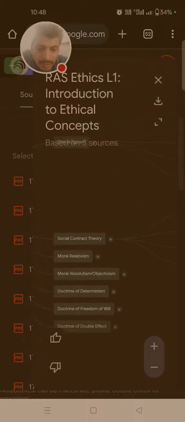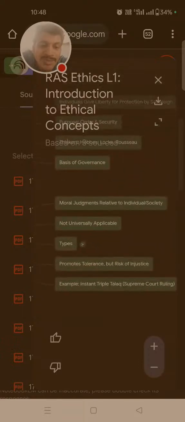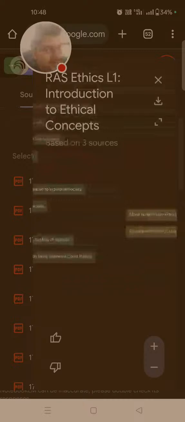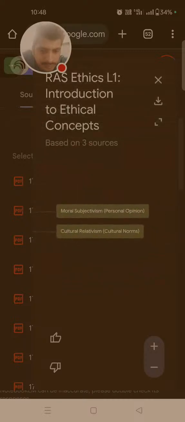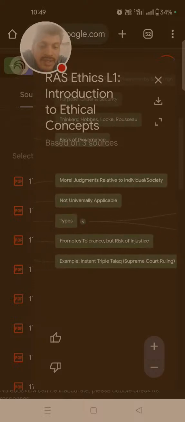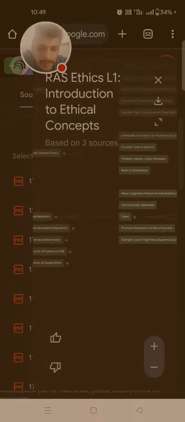Then comes moral relativism. What is moral relativism? Moral judgment is relative to the individual and society, not universally applicable. The types are subjectivism, because it has personal opinion, and cultural relativism, meaning cultural norms. It promotes tolerance but risks injustice. Example: instant triple talaq was law, but the Supreme Court ruled against it.